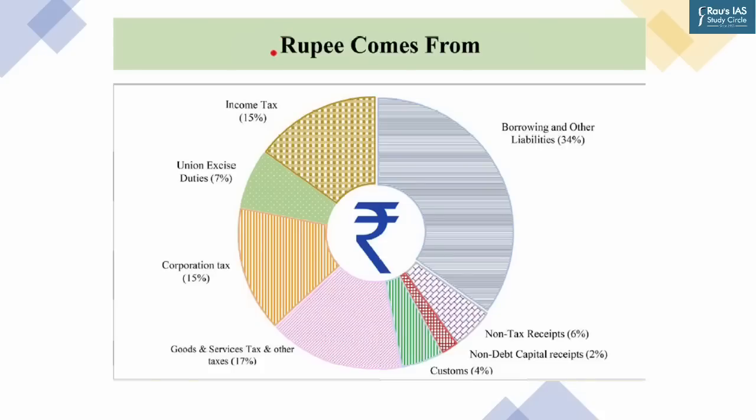Now here is a breakup of the source of rupees that come to the government. And this breakup has been provided by the recent budget. Income tax constitutes around 15% while union excise duty constitutes around 7%. Corporation tax contributes around 15%, whereas GST and other taxes constitute around 17%. Borrowing and other liabilities constitute 34% of the total income, while non-tax receipts constitute 6%, non-debt capital receipts constitute 2%, and custom duty constitutes around 4%.